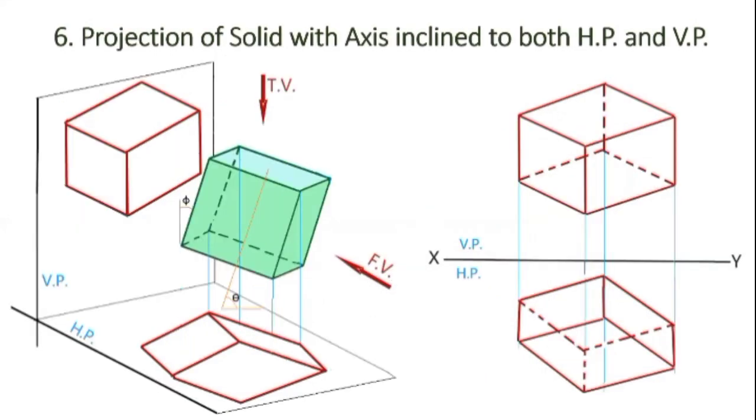The last condition, projection of solid with axis inclined to both the reference planes, that is horizontal plane and vertical plane. So here we have placed a cube, and we can see the axis of this cube is inclined at an angle of theta with respect to horizontal plane. And here we can see that one of the faces of this cube we have inclined at an angle of phi with respect to vertical plane. So this solid is in first coordinate and is inclined to both the reference planes.